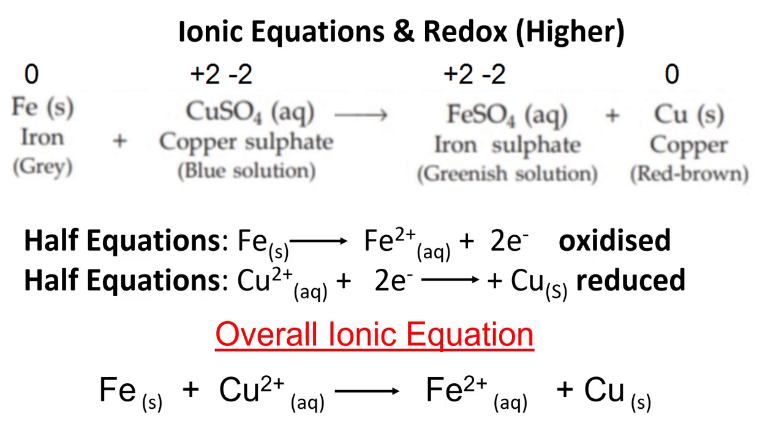So here's your half equations. The iron is oxidized, it has lost 2 electrons to become positive, and the copper is reduced, it has gained 2 electrons to become copper metal. So the overall ionic equation is there because the charge of the sulfate ion does not change.